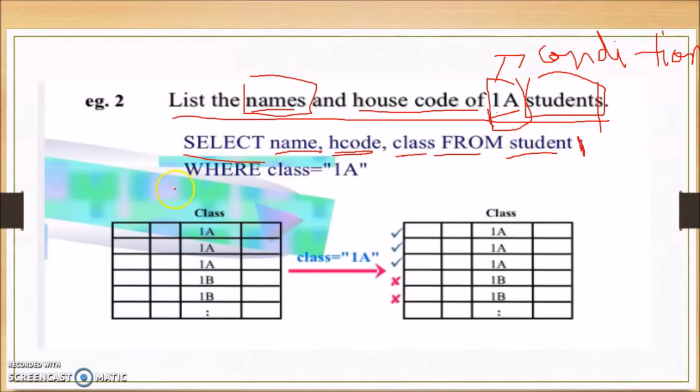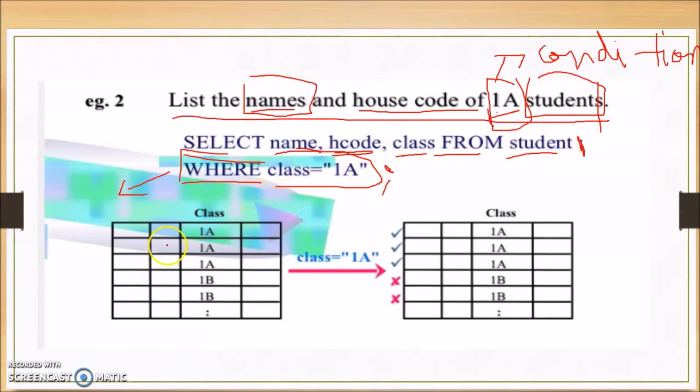Then after that we are putting a condition, so we would write where. Here where is used for giving the condition. So where class is 1A. After this you would be mentioning the semicolon.